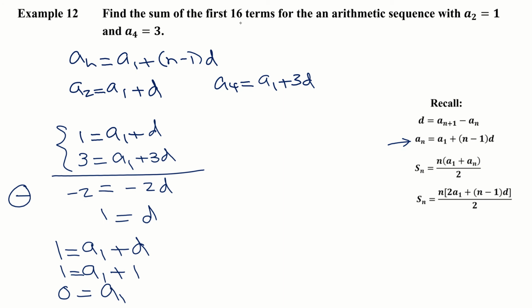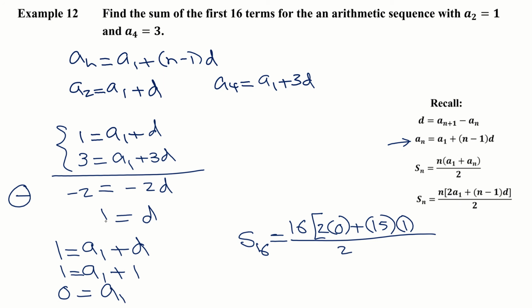So we're interested in S16. And given that I don't know what the 16th term is, instead of using this formula, I'm going to use this formula because I know n, which is 16, I know a1, which is 0, and I know d, which is 1. So I get n, which is 16, times 2 times a1, which is 0, plus quantity n, which is 16 minus 1, so that's going to be 15, times d, which is 1, and then we have to divide all that by 2.